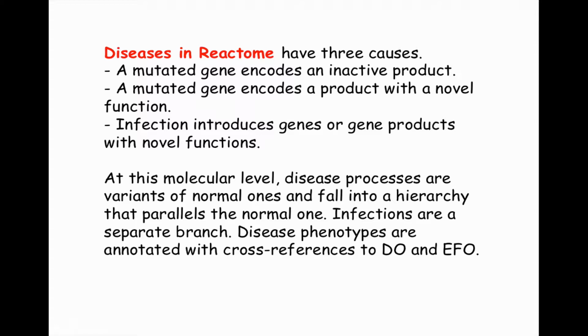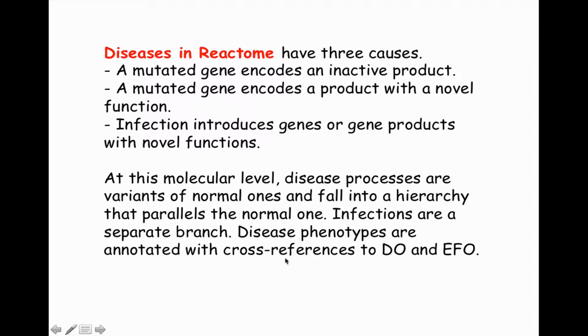Or infection introduces entirely novel genes or gene products that in turn carry out novel functions that disrupt something that would be going on normally. And so at this level, notice also that disease processes become variants. Each disease process that we annotate, except for infection, which is its own category, becomes a variant on a normal one. And so the hierarchy of events and their relationships that we constructed for normal biology becomes a kind of parody hierarchy of perturbed normal biology.